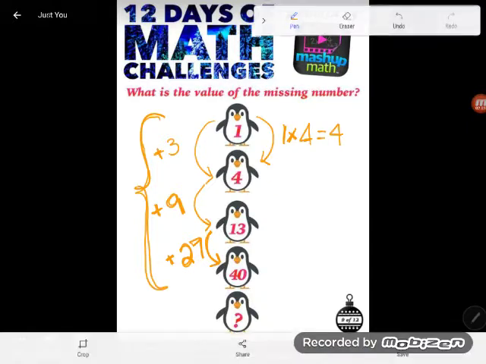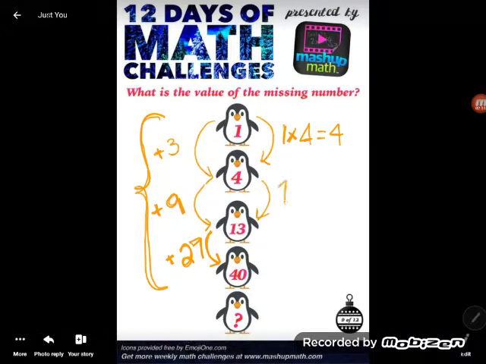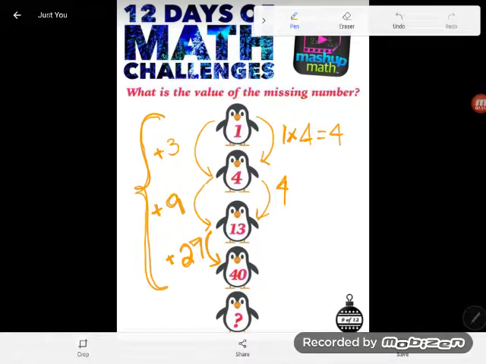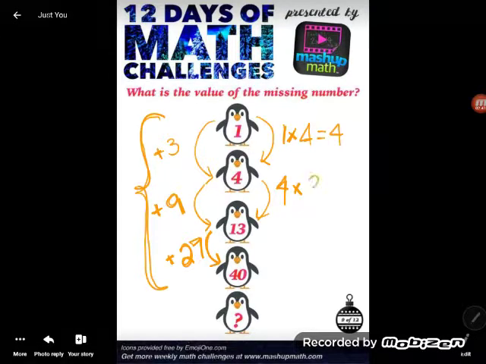Okay, now let's look at the next one. 4 times what equals 13? Well, you notice that 4 doesn't go perfectly into 13, but let's try to get as close as we can. 4 times 3 is 12. I'm pretty close to 13. I'd have to add another 1 to get to 13.